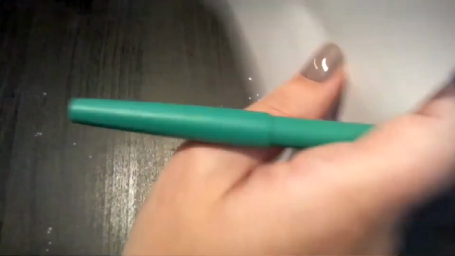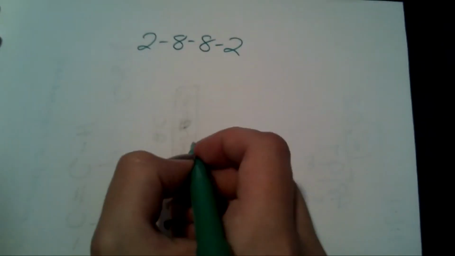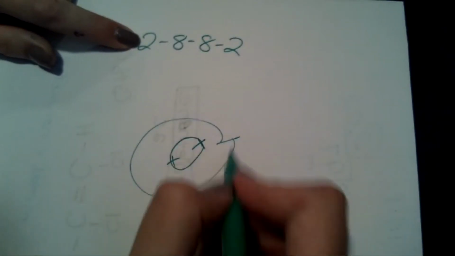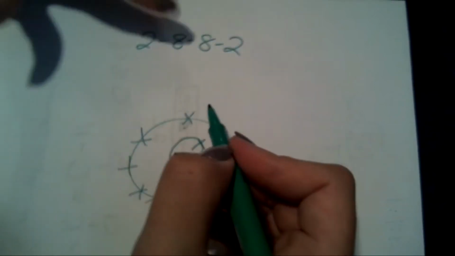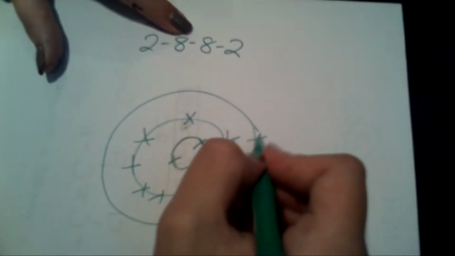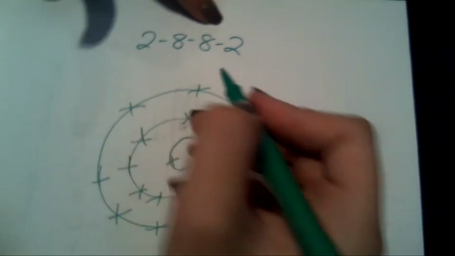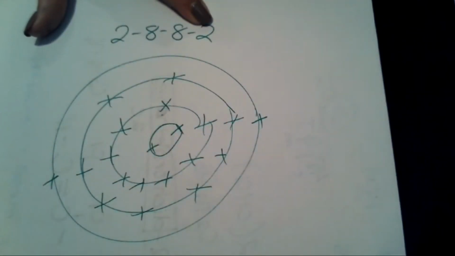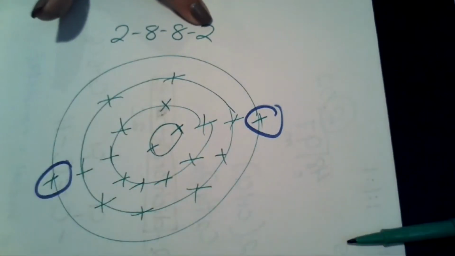Calcium, we did this one earlier. Calcium is 2, 8, 8, 2. That's because it has 2 electrons in the inner shell. Then it has 1, 2, 3, 4, 5, 6, 7, 8. That's this one. Then it has another layer, 1, 2, 3, 4, 5, 6, 7, 8. That's this one. And then it has another layer, 1, 2. These are your valence electrons. These are the ones that determine what calcium is going to do.